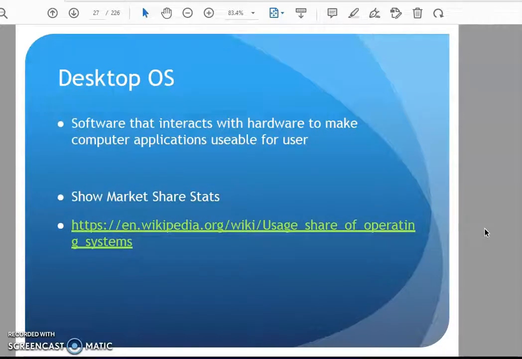Let's remember desktop operating system. This is what's on our computer that I'm using right now. I'm using my Windows laptop, if you will. You might be using an Apple laptop. You might be using a Chromebook. That is the operating system making my hardware function and do the tasks I want it to do.